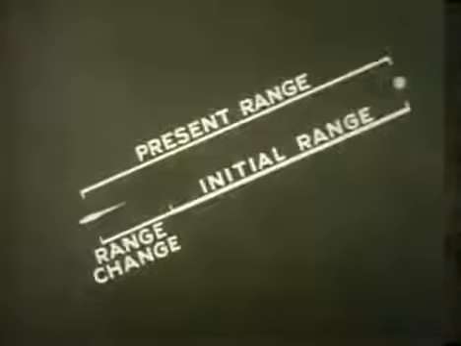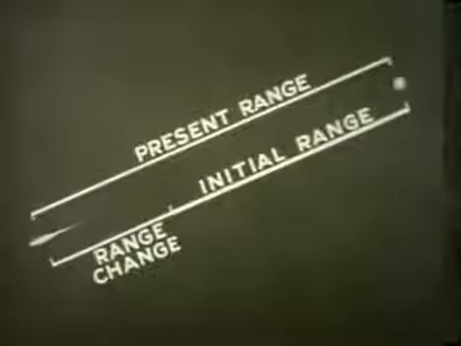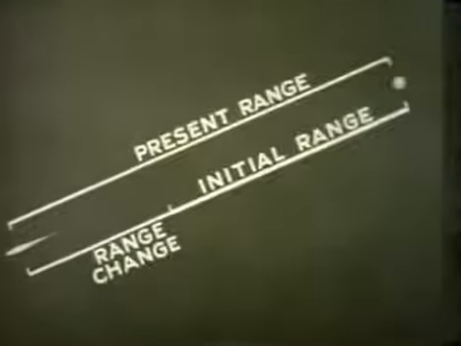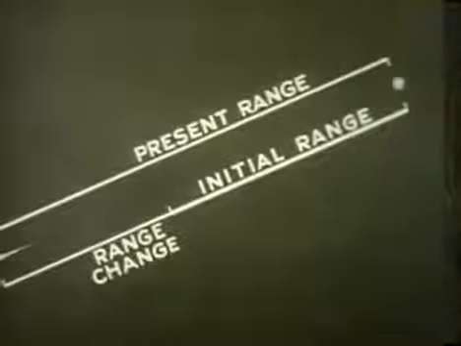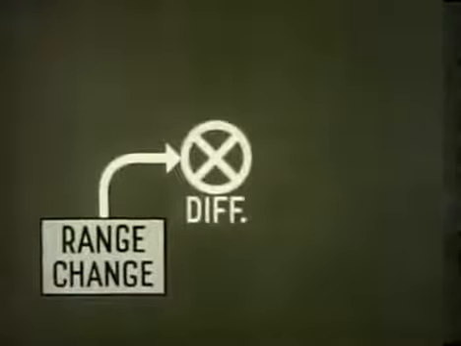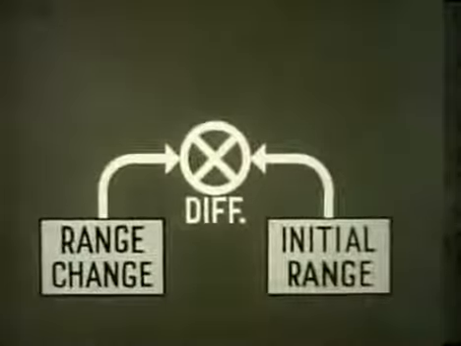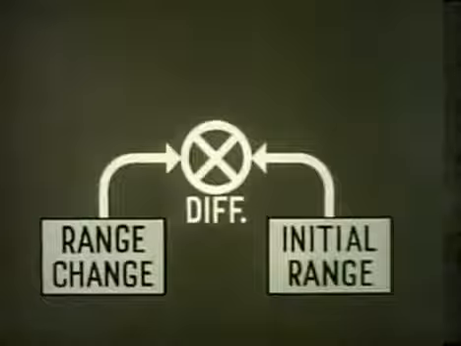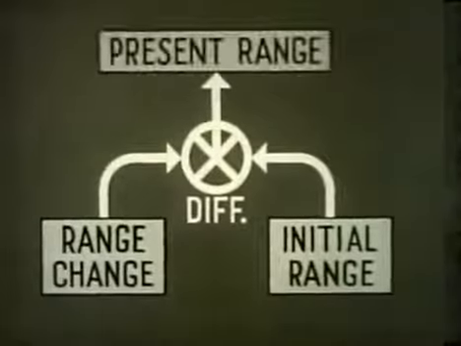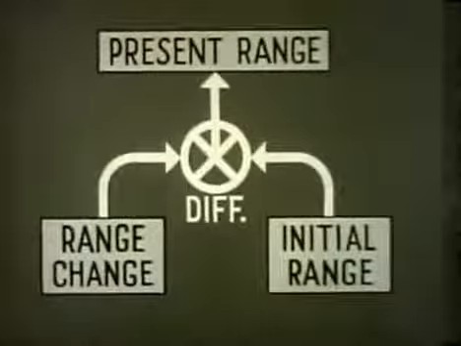This example, with range changing at a constant rate, was used here because of its simplicity. Actually, in almost all situations, range change is not constant. Nevertheless, the integrator continuously computes range change and delivers it as an input to a differential. The other input is initial range. The differential delivers the algebraic sum as present range. Keeping the problem in mind, let's turn now to the mechanism itself.